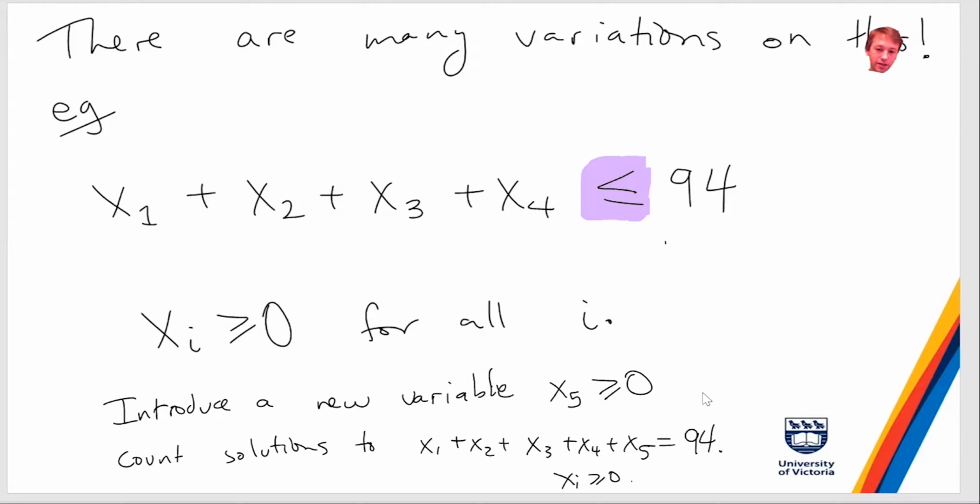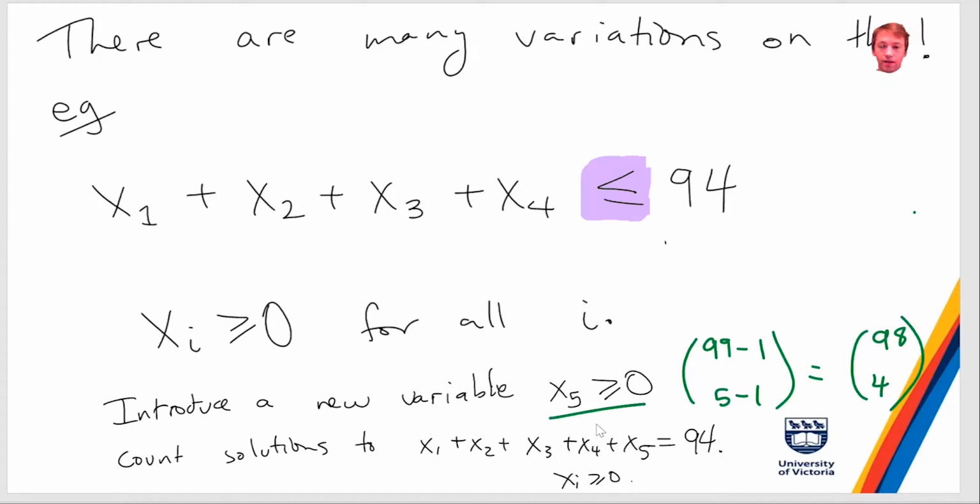And then if you wanted to turn this into xi at least 1, you could then change the variables to y1 up to y5 or something, and change this constraint to something else, I guess it'll be equal to 99, right? So if all of these x1 up to x5 equals 94, then if I take away the x5, then x1 up to x4 will be at most 94. So the answer now is 99 minus 1, choose 5 minus 1. So 98, choose 4. The 99 comes because we have this type of constraint that's at least 0, not at least 1.